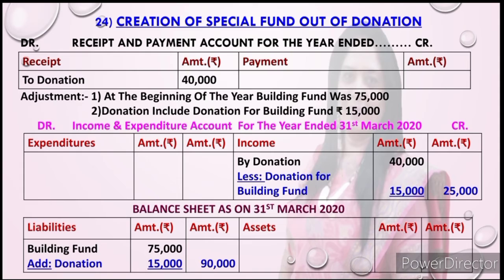Second effect will be given in the balance sheet liability side. You have to add in building fund and you have to write add donation 15,000 and the total amount will be 90,000, which will be recorded in the outer column.